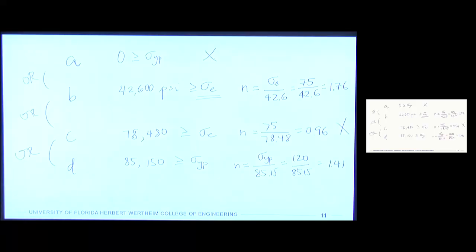So for 2 of them, we do get that we could get infinite life. But we have to choose the most conservative, the smallest number out of all of these to be the driving one, which determines our failure. And so in this case, that is region C, and we have a safety factor of 0.96 against an infinite life kind of criterion.